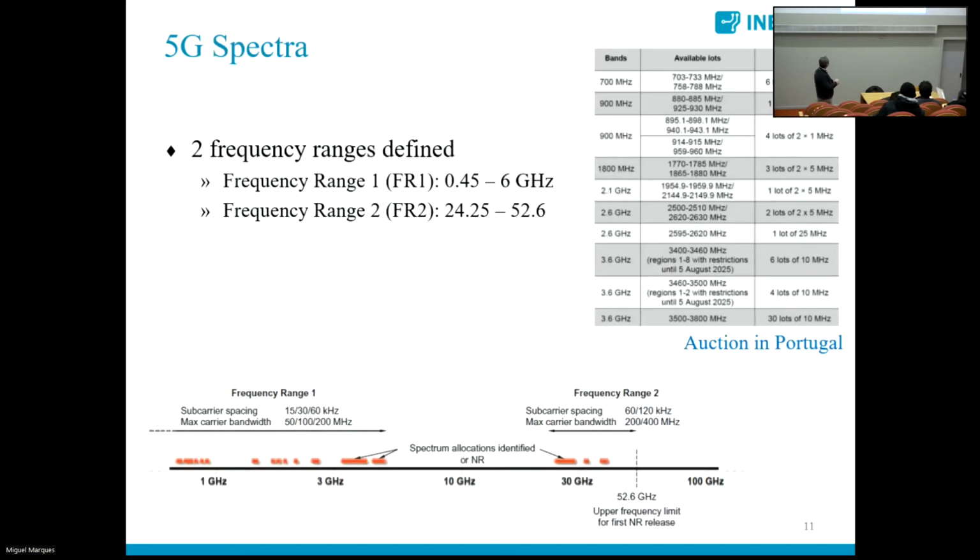Coming back, 5G is working on two ranges of radio frequencies. The frequency range number 1 and number 2. The first is operating from frequencies which go from 450 megahertz up to 6 gigahertz. The second one will go from 24 up to 50 gigahertz.